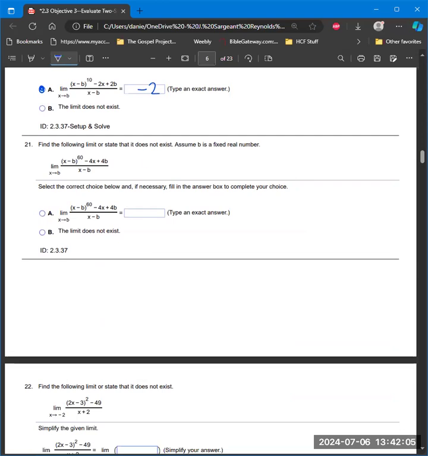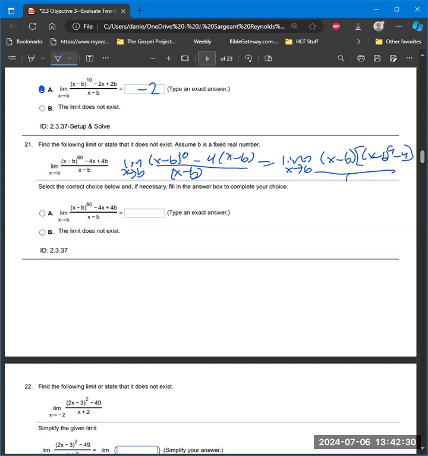Similar problem here, x minus b to the 10th minus 4 times x minus b over x minus b. Limit as x goes to b. The limit as x goes to b of x minus b times x minus b to the ninth minus 4 over x minus b. It's going to be 0 to the ninth minus 4. 0 minus 4 is negative 4.